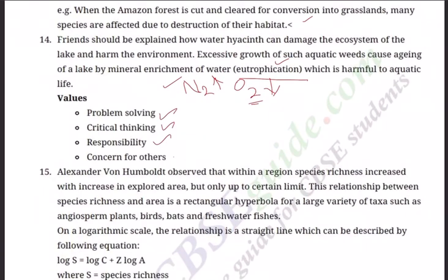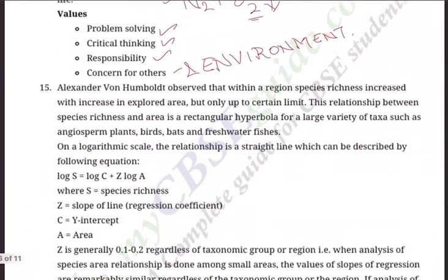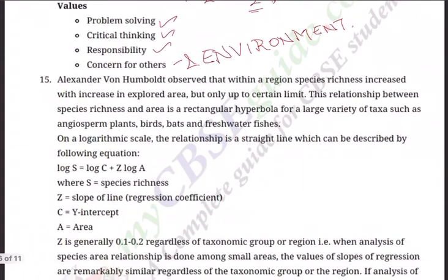And values, what are the values you are expecting from your friends? Problem solving, critical thinking, responsibility and concern for others, and not only for others, for environment. Most important is one should have concern for environment. And automatically when you are having concern for environment, you get concern for others also.